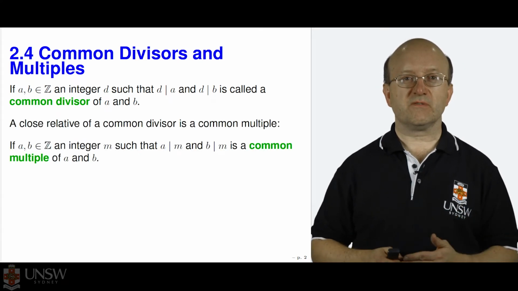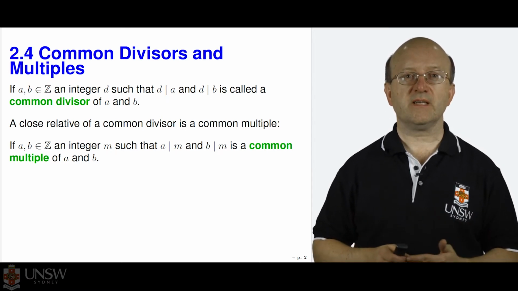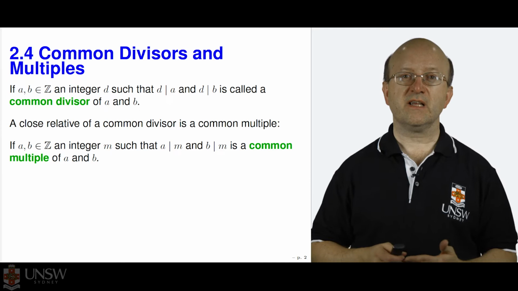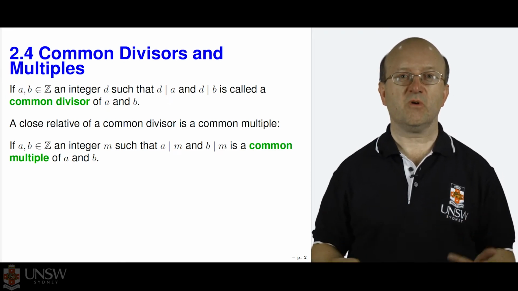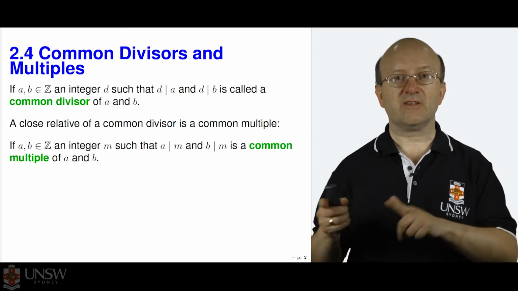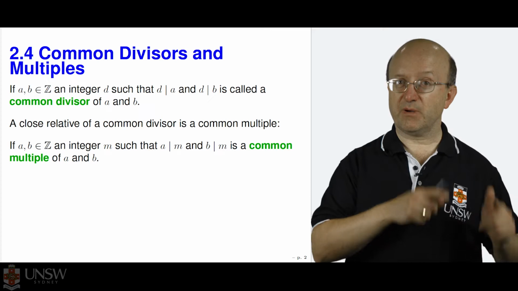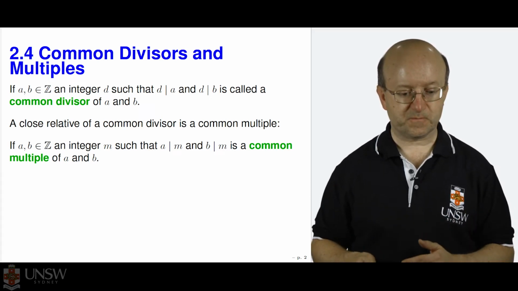It is, as the name suggests, a number that is a divisor of both a and b simultaneously. A close relative of the common divisor is a thing called a common multiple. If you've got two integers a and b, an integer m, say, such that a divides m and b divides m, is known as a common multiple of a and b. So a common divisor divides into a and b, and a common multiple can be divided by both a and b. So that's the difference.